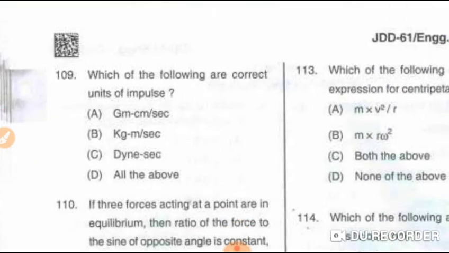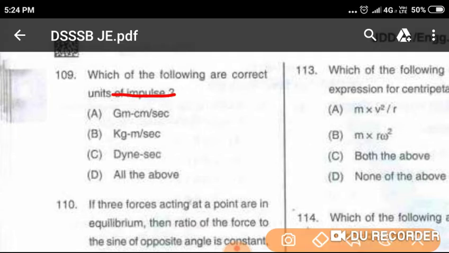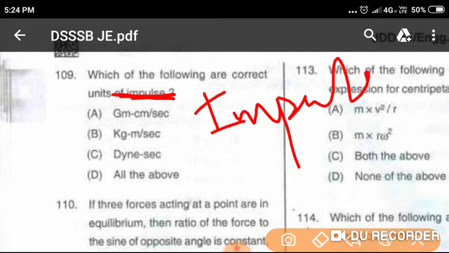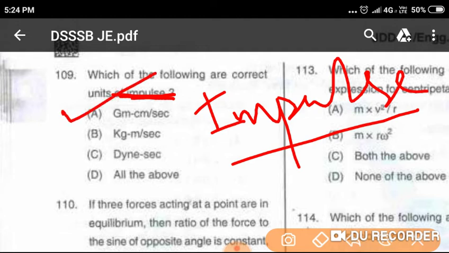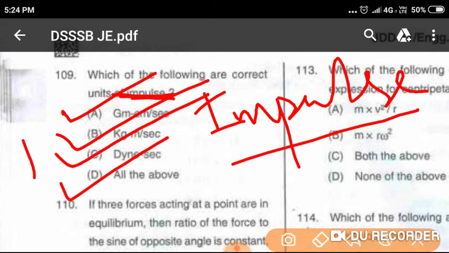Question number 109. Which of the following are a correct unit of impulse? So when it is asking about impulse, the correct answers are gram centimeter per second, kg meter per second, and newton second. Option D, all of the above, is the correct answer.